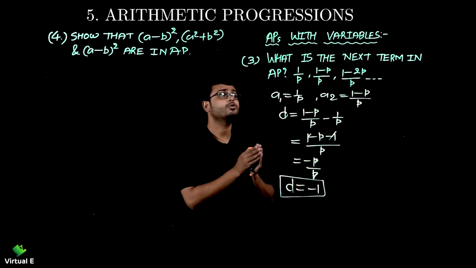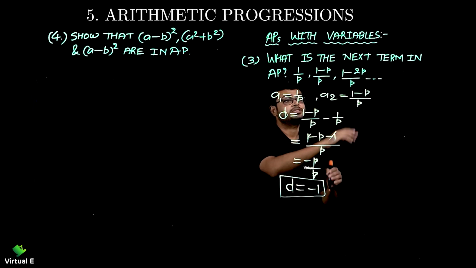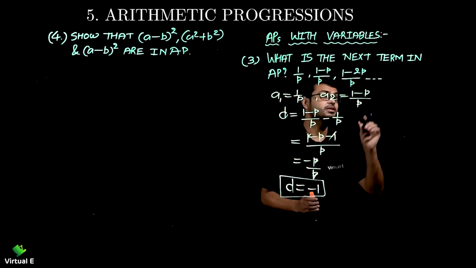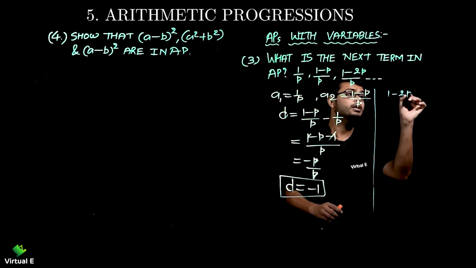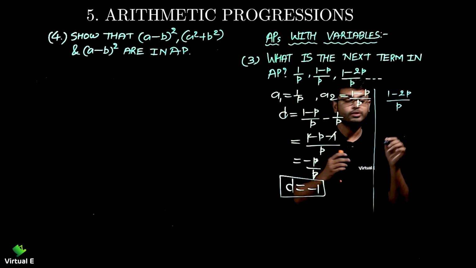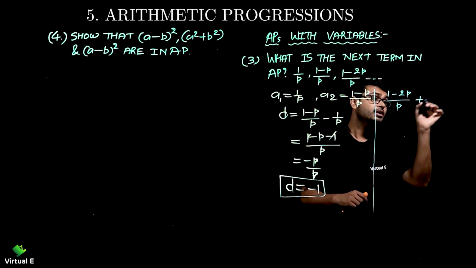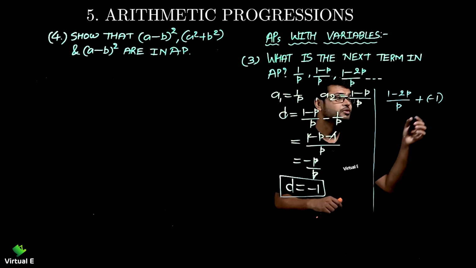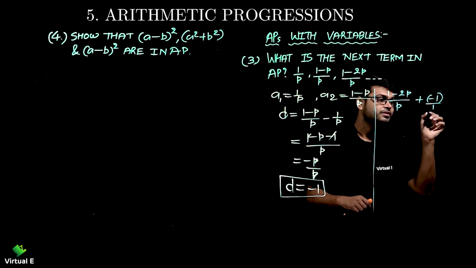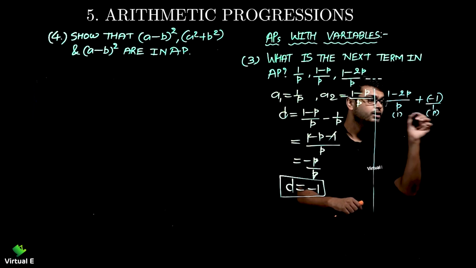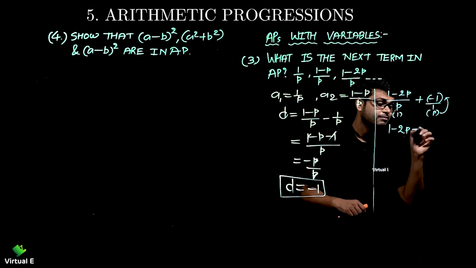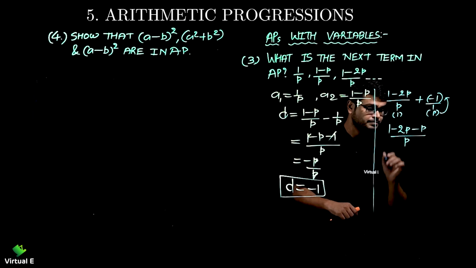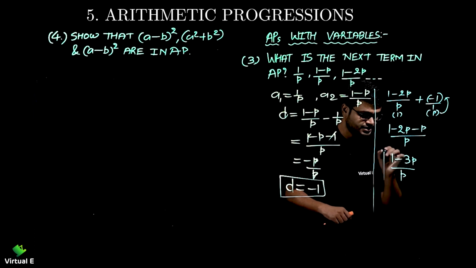So we get the common difference. To get the next term, what do we do? We add the common difference. Let's add the common difference. So here we have 1 minus 2p over p. I am going to add the common difference, so it is plus minus 1. So basically it will be minus 1 only. And let's take the LCM. Here nothing. For the 1, I will be multiplying by p. So 1 minus 2p, then minus p over p. So 1 minus 3p over p is the next term.